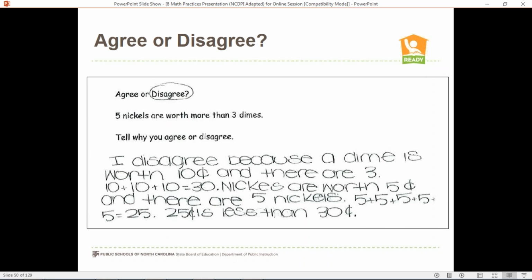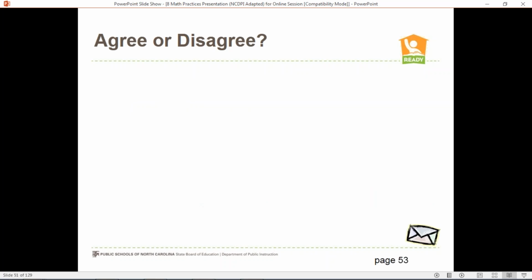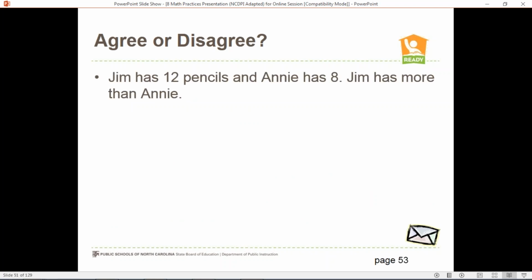Here's another one, right? 5 nickels are worth more than 3 dimes, and why do you agree or disagree? First of all, this is beautiful handwriting, and so whoever wrote this, kudos to them, right? I disagree because a dime is worth 10 cents and there are 3 tens to make 30. Nickels are worth 5 cents and there are 5 nickels, and 5 nickels is 25, and 25 is less than 30. Okay, again, able to see the thinking, and you could see how a variety of kids could think about that differently. So this idea of agree or disagree, right? I can put myself as the teacher in kind of the compromise position of you can disagree with me, which is kind of fun for kids, of course, right?